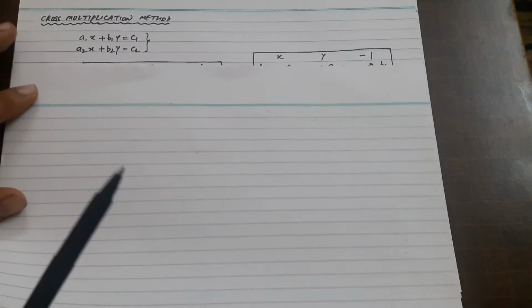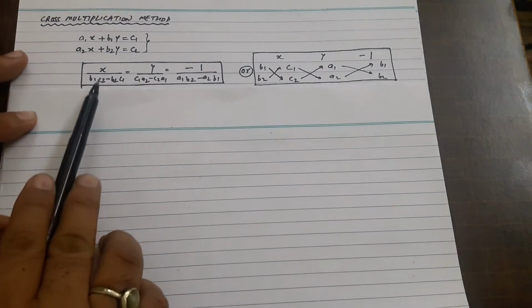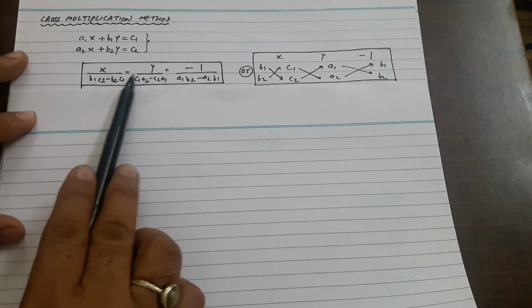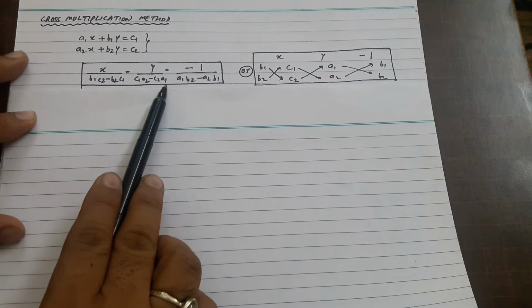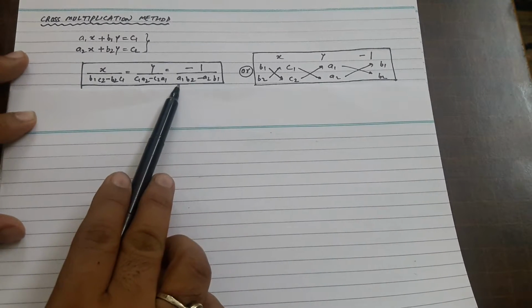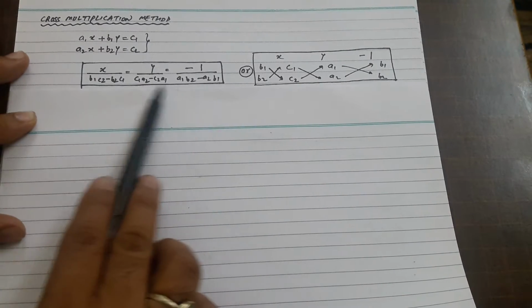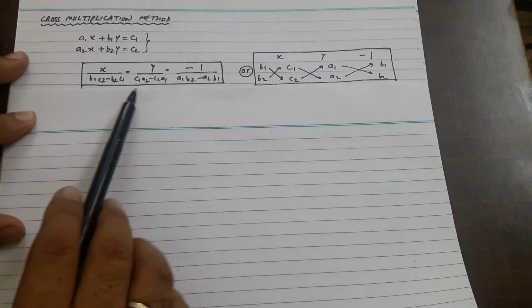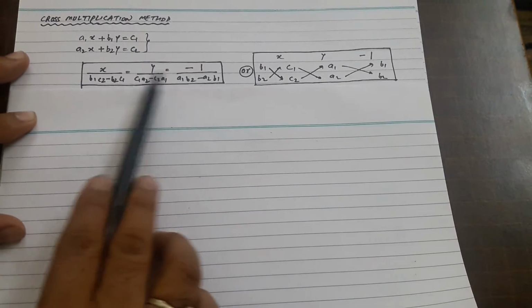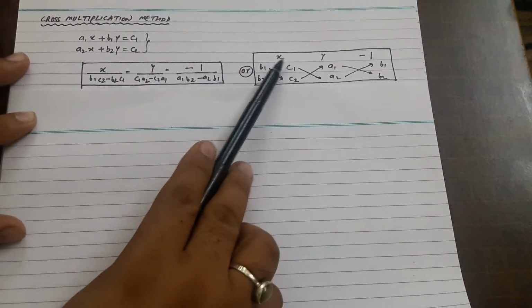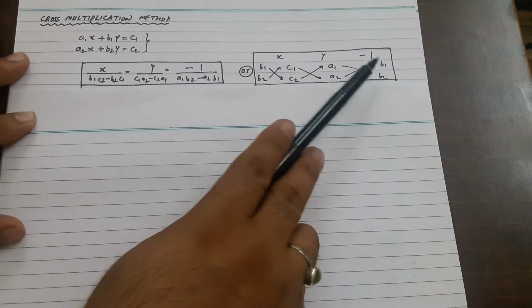In this method we have to learn this formula: x upon b1 c2 minus b2 c1 equal to y upon c1 a2 minus c2 a1 equal to minus 1 upon a1 b2 minus a2 b1. Obviously this formula is quite complicated and difficult to learn, so there is an alternative way of using the cross multiplication method. First of all, write x, y and minus 1.